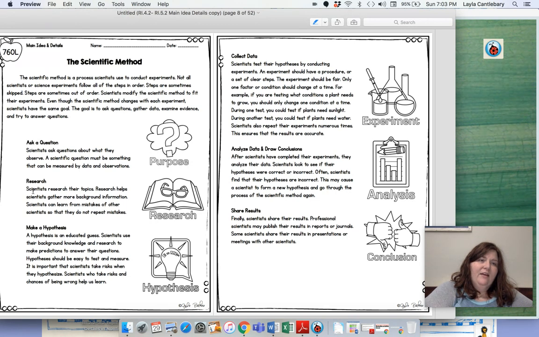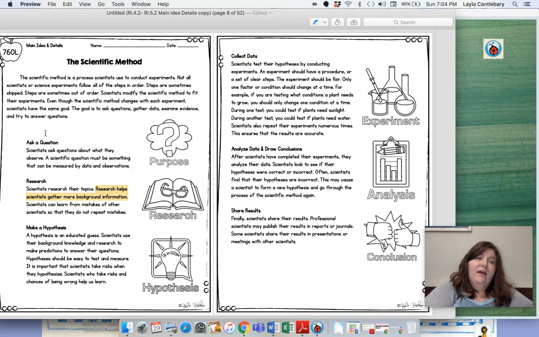If we were saying what is the most important part of this research section, I would say it probably is this: research helps scientists gather background information, right? I think that's important. So let's go back to ask a question. Sorry, I should have done this earlier. Scientists ask questions about what they observe. A scientific question must be something that can be measured by data or observations. That's a really good point.